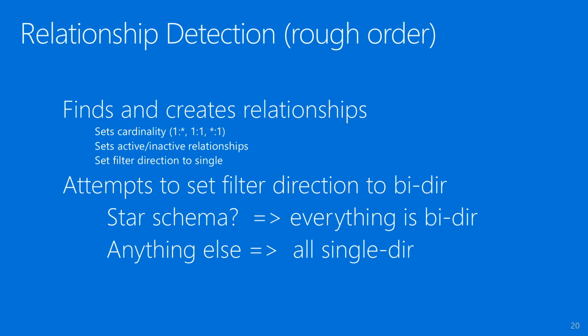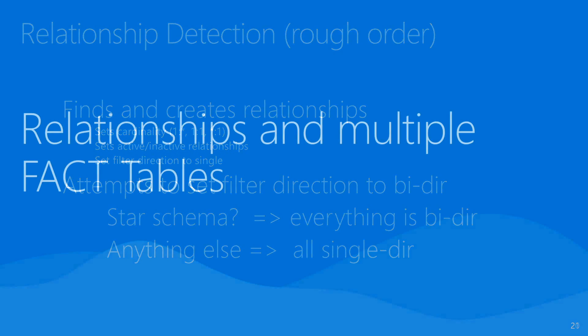So relationship detection, in rough order, basically sets the cardinality, sets the active, inactive, no loops. It starts by setting directionality to single, and if it can detect that it's a star schema, it'll make everything bidirectional. Okay? Anything else is single directional. So that's where we start.